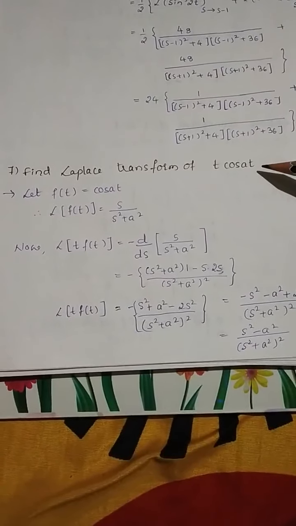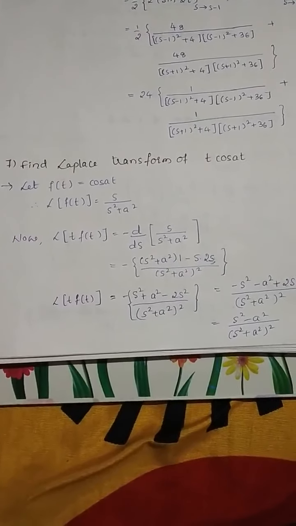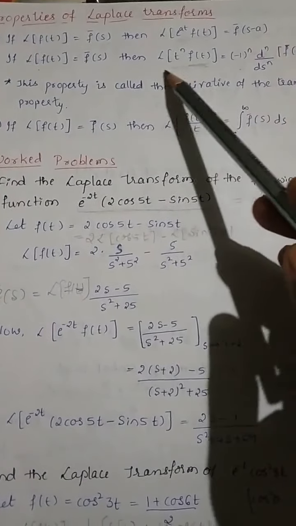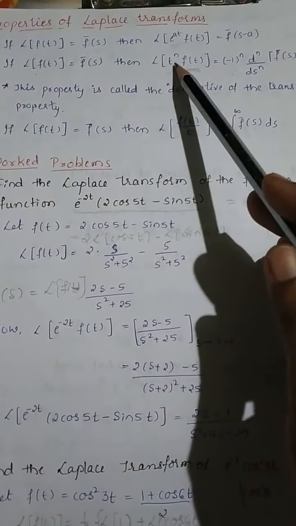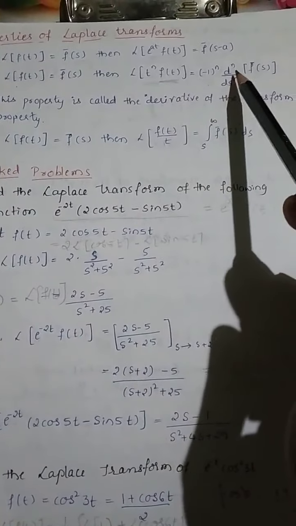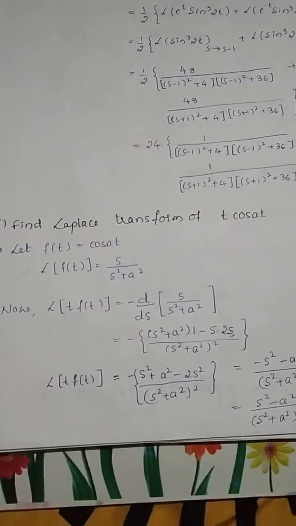Hello students, let us go for the next type of examples. To solve these examples, we are using the second property. The second property is: if L of f of t is equal to f bar of s, then L of t raised to n into f of t is obtained by differentiating f bar of s up to n times.